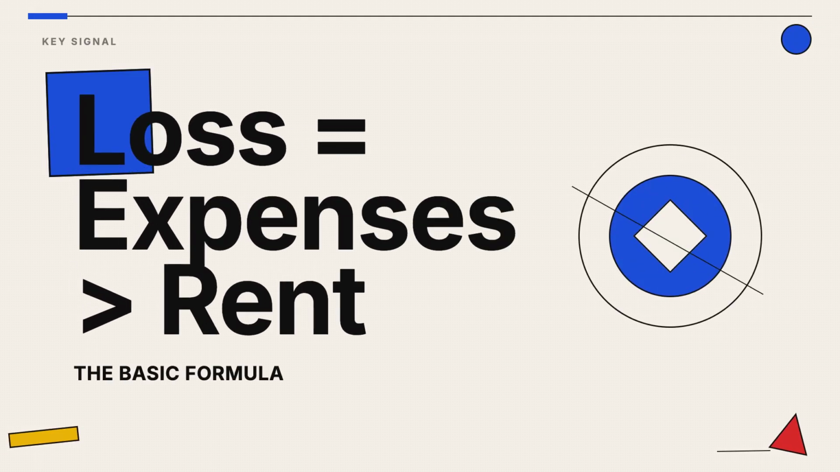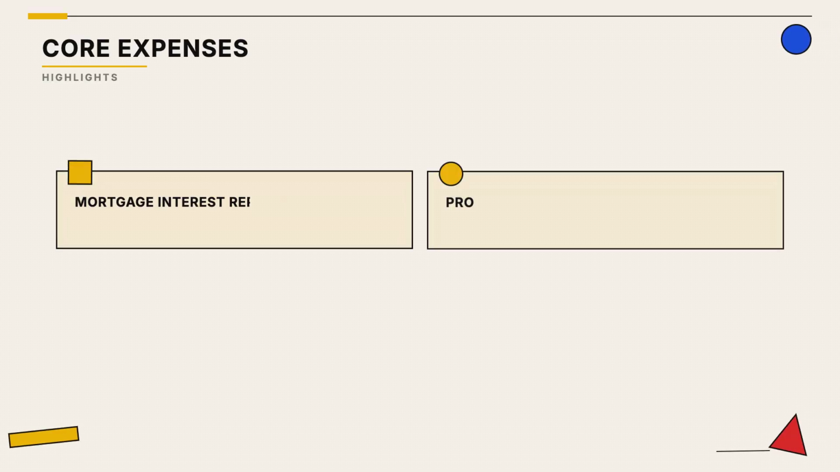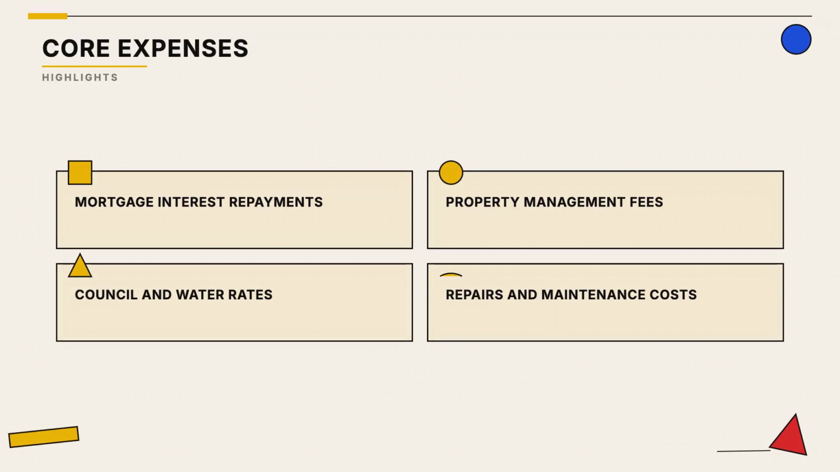When your mortgage interest, maintenance, and taxes are higher than your rental income, you are operating at an annual loss. These deductible expenses are subtracted from your rental income to determine the final tax position for the investment.